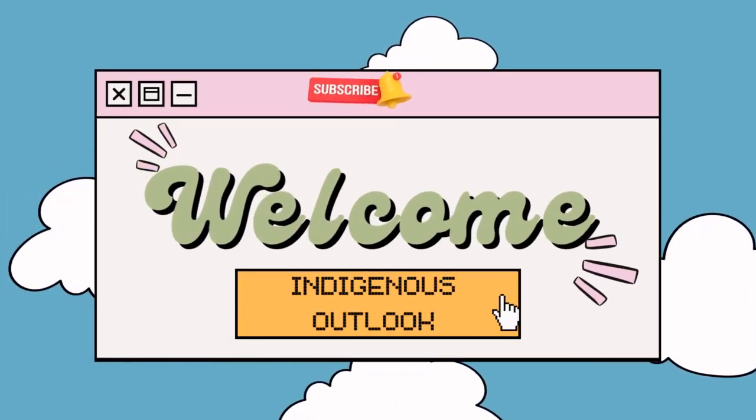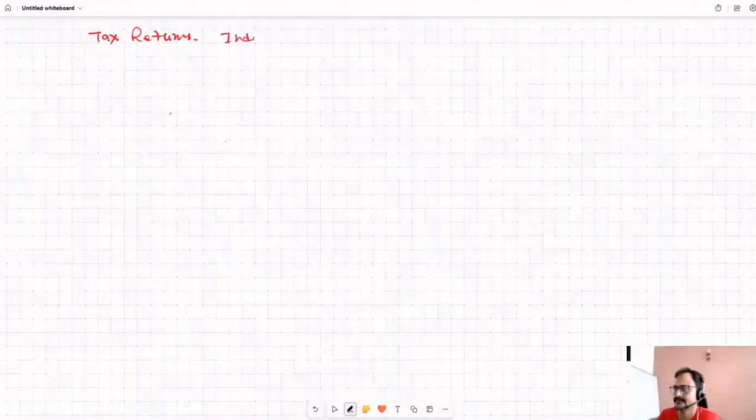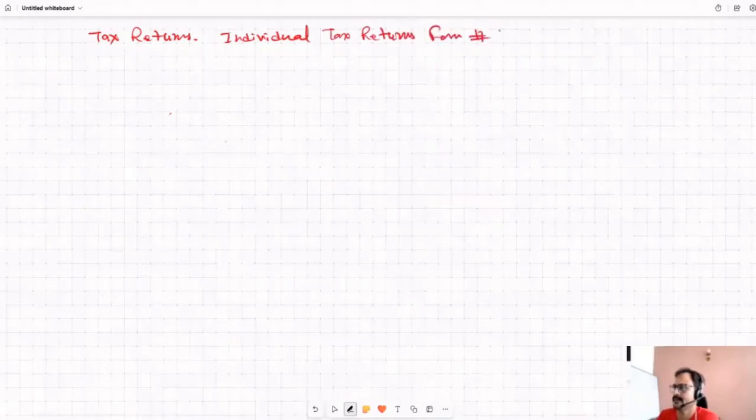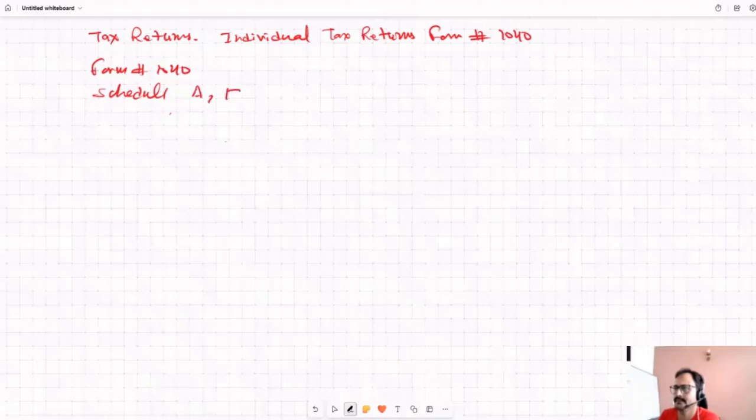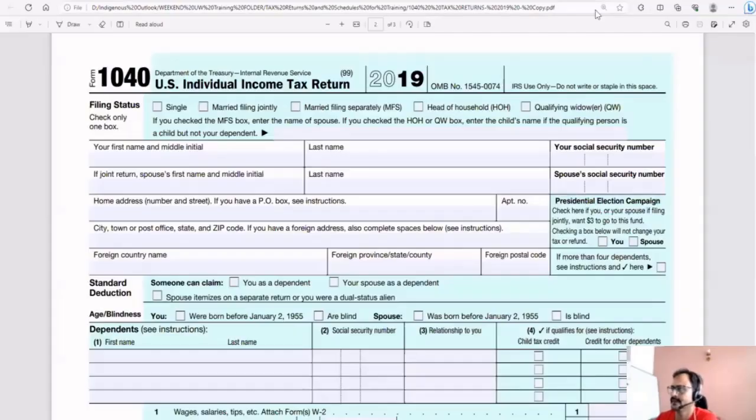So let's start with today's session. Individual or personal tax return, form number 1040, correct? Now form number 1040 has different schedules. Which ones are they? Schedule A, B, C, D, E, F, right? F means farm income, right? Now let's see how they look. So this is what our form is.